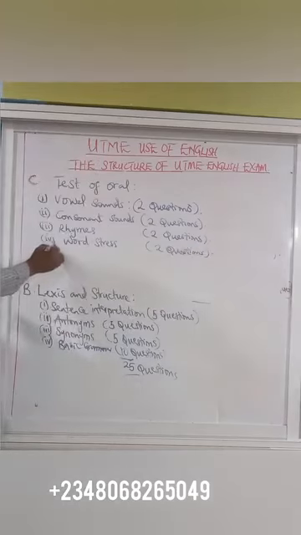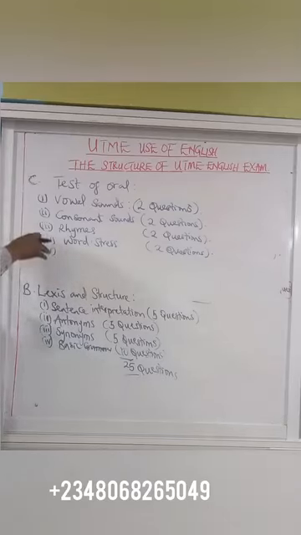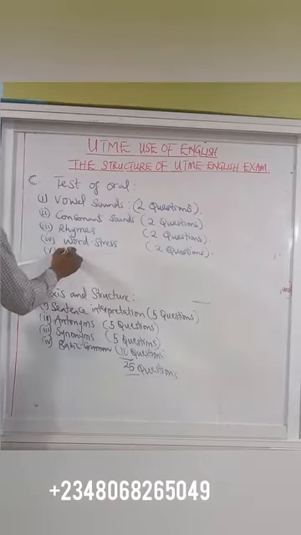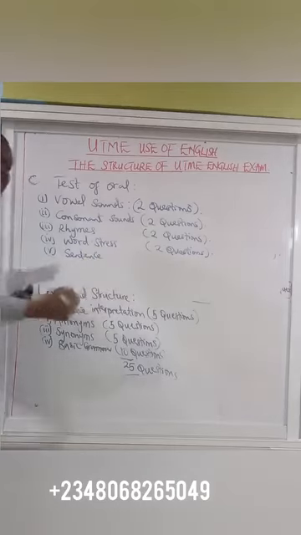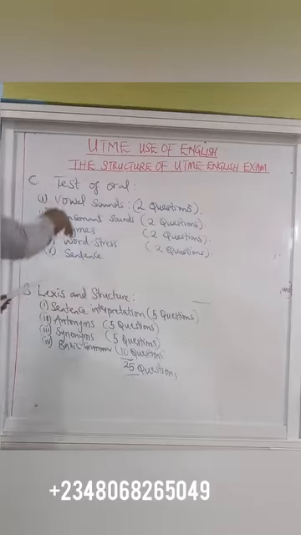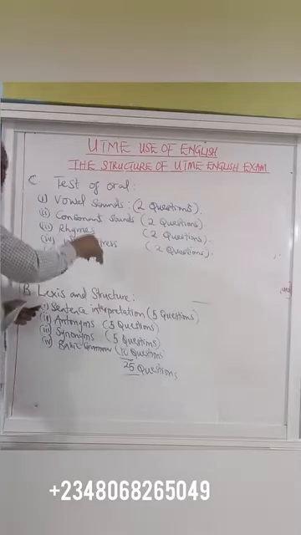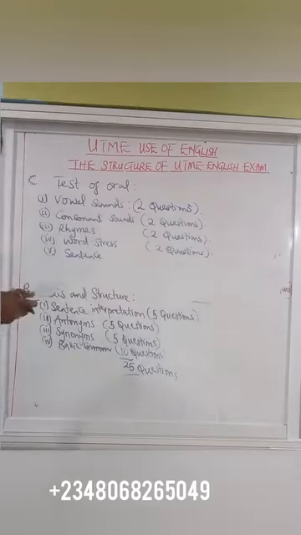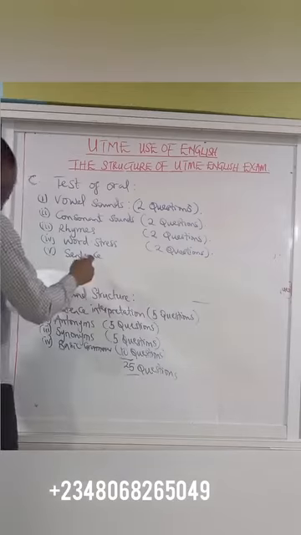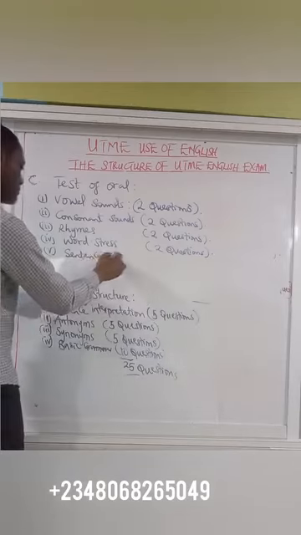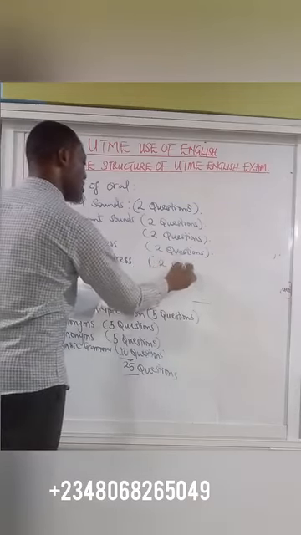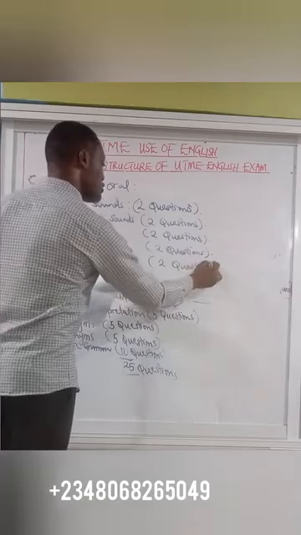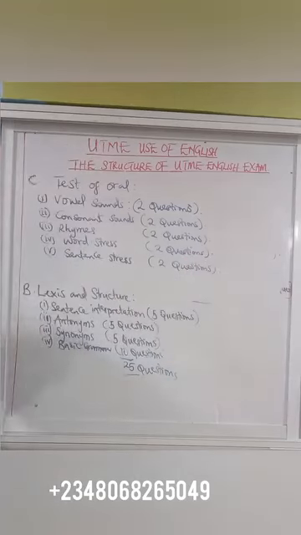Okay, so section 5 of this test of oral, section C, we have sentence stress. That's where we have emphatic and contrastive stress. You can also watch my YouTube channel to see videos on emphatic and contrastive stress. So under this, we also have 2 questions. So in all, we have how many questions here?